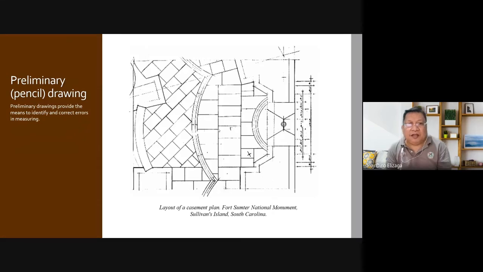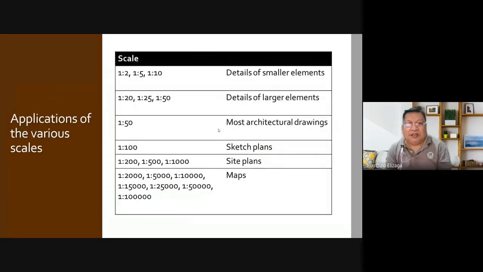Preliminary drawing, let's skip that. The scale is the same as the standards in drafting. Most of the drawings are 1:50. Then you'll have some details going 1:20 and even as big as 1:2. Sketch plans can be 1:100, sites are 1:200 to 1:1000, and smaller for maps.